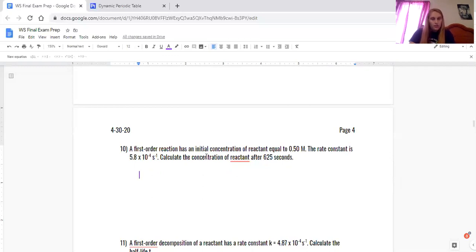So we're going to have the concentration of A, for the equation here, is going to be equal to concentration of A initial times e to the negative kt. All right.